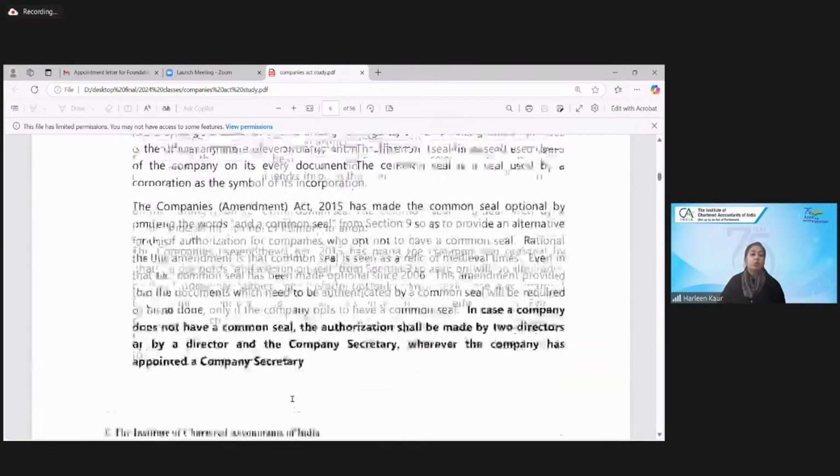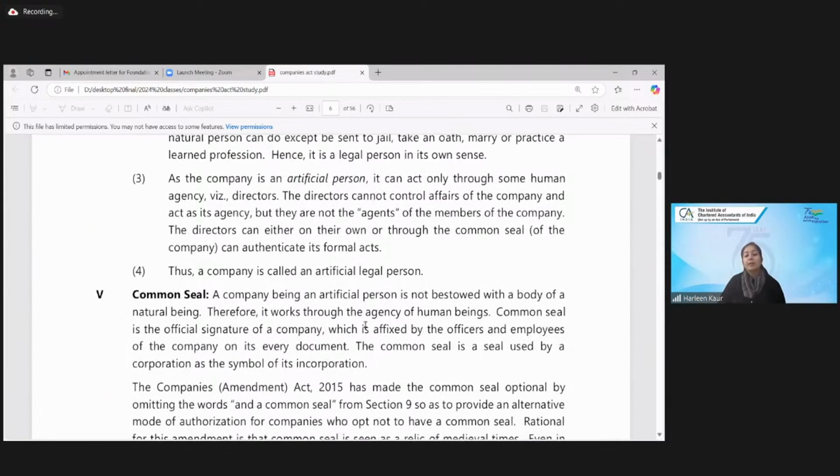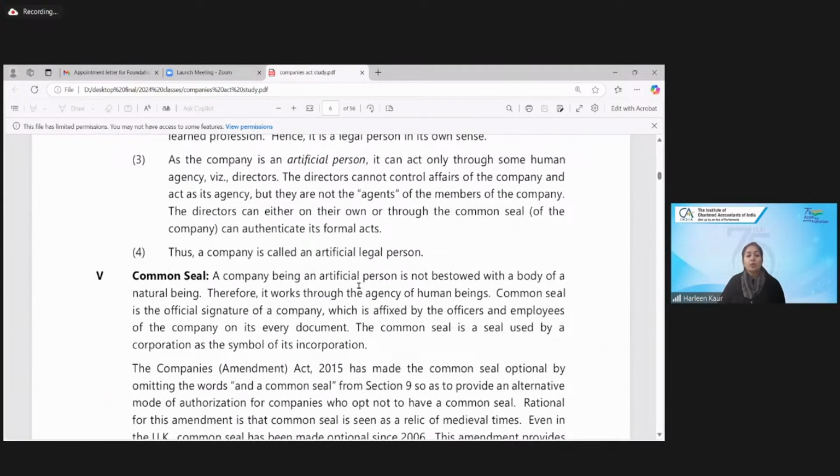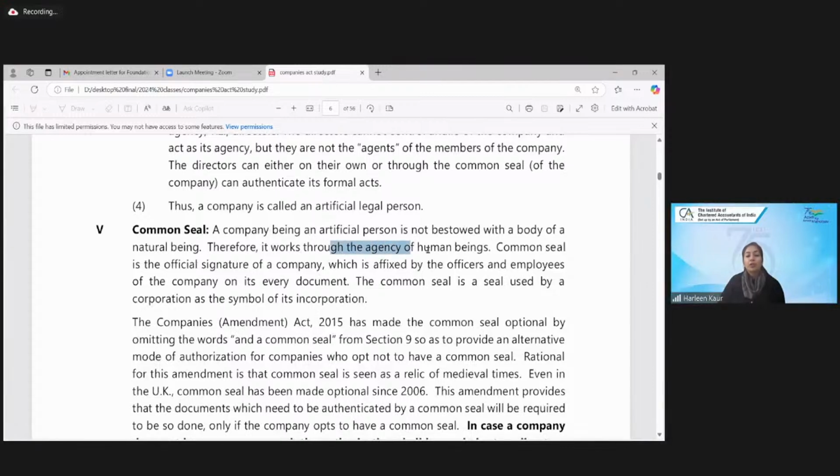So even if you go and see over here, the features: a company being an artificial person is not bestowed with a natural body. Therefore, it works through human agency. It does not have some natural individual. It is acting through human agency. So common seal is the official signature. Common seal is the official signature that we are using for affixing on the documents. It is used as a symbol of incorporation.